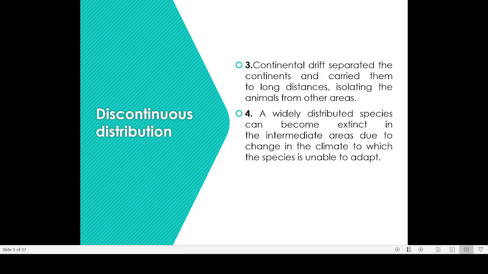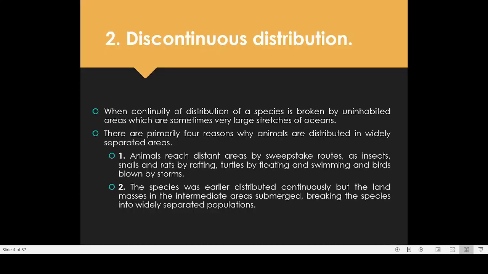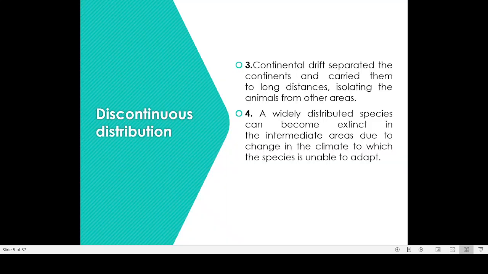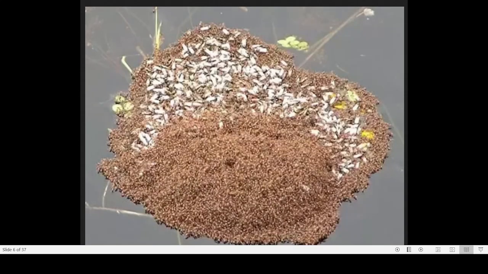So there is another explanation: widely distributed species can become extinct in the intermediate area, that is, areas in between two major areas. Animals present in those areas got extinct, whereas animals present in the warmer areas survive. That could be another reason why some animals are only present in certain areas of the world. So these are the four major reasons why discontinuous distribution is exhibited by only some animals, and some animals are only present in certain areas of the world.